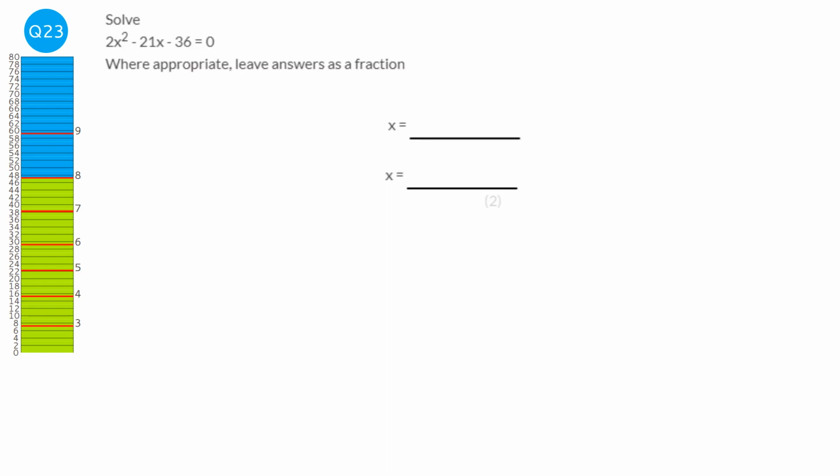So to be able to solve this, we want to factorise the quadratic. And to factorise the quadratic, we're going to look at the coefficient of x squared and the number left on its own, and we're going to multiply those together. So that we're looking at two numbers that equal, what is it, 2 times minus 36 is minus 72.